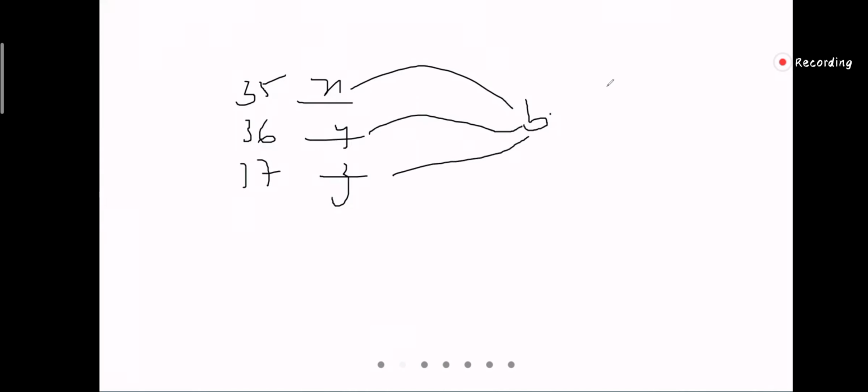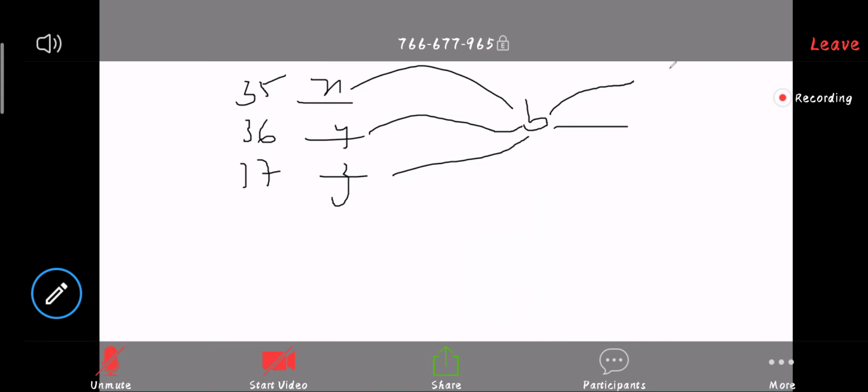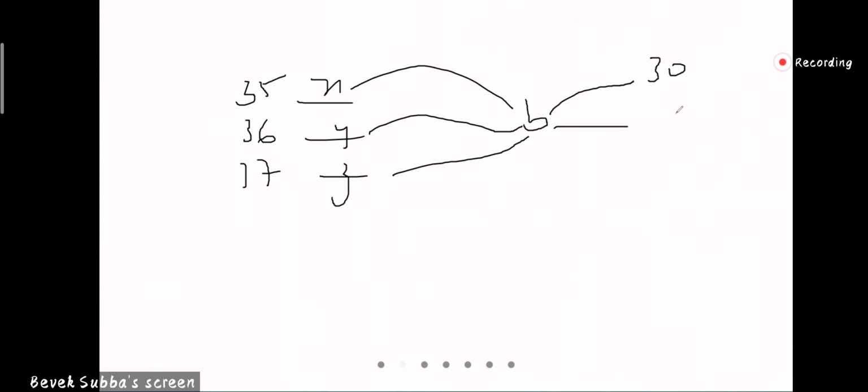The value in B you need to save somewhere, because all three values come through the same B. So when X comes to B, you move it to, let's say, location 30. When Y comes, you move it to location 31. When Z comes, you move it to location 32. You do it like that. Or you can use other registers like R2, R3, R4.